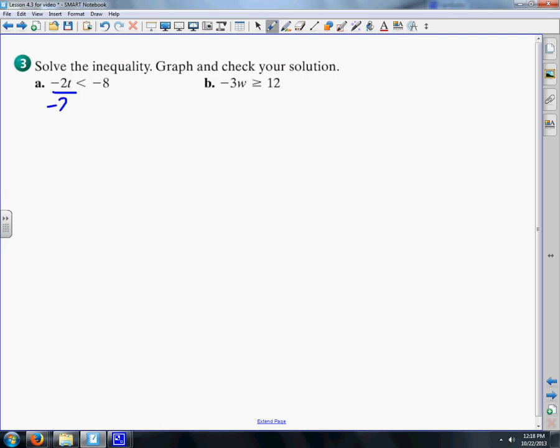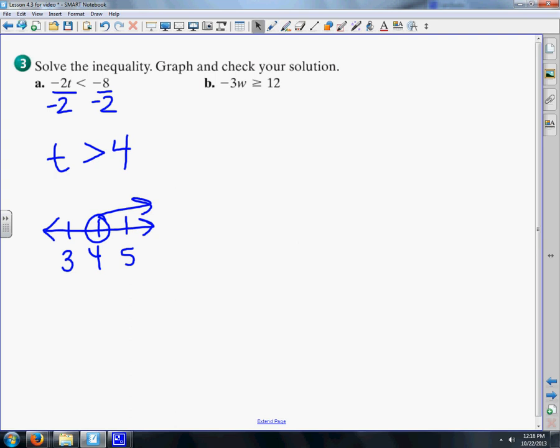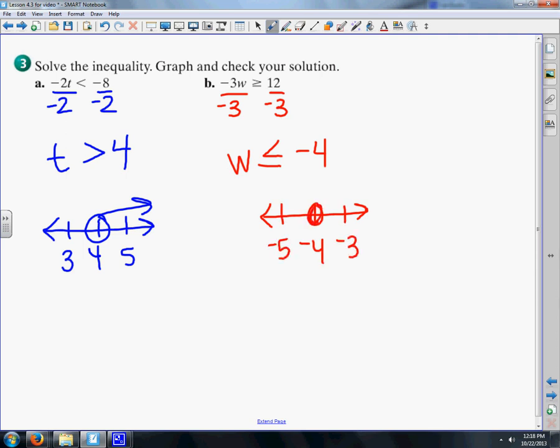Okay, this first one I'm going to divide by -2. So t is greater than 4. Draw my graph, open circle, and everything greater than. This I divide by -3. So W is less than or equal to -4. So I have -4. I have a closed circle, and it's everything less than -4.